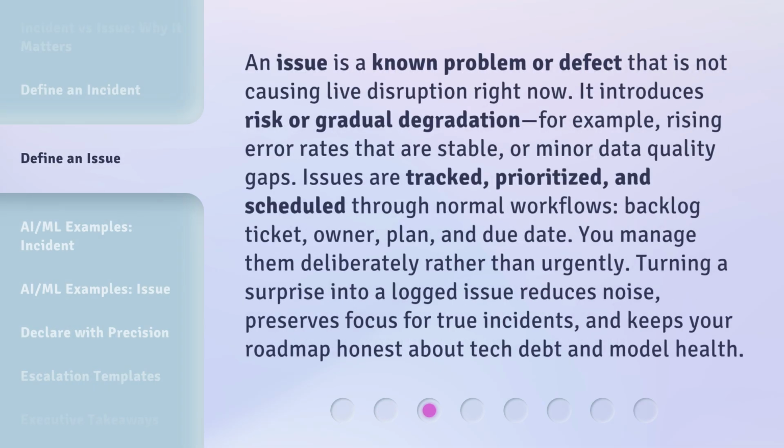An issue is a known problem or defect that is not causing live disruption right now. It introduces risk or gradual degradation, for example, rising error rates that are stable, or minor data quality gaps. Issues are tracked, prioritized, and scheduled through normal workflows: backlog ticket, owner, plan, and due date. You manage them deliberately rather than urgently.